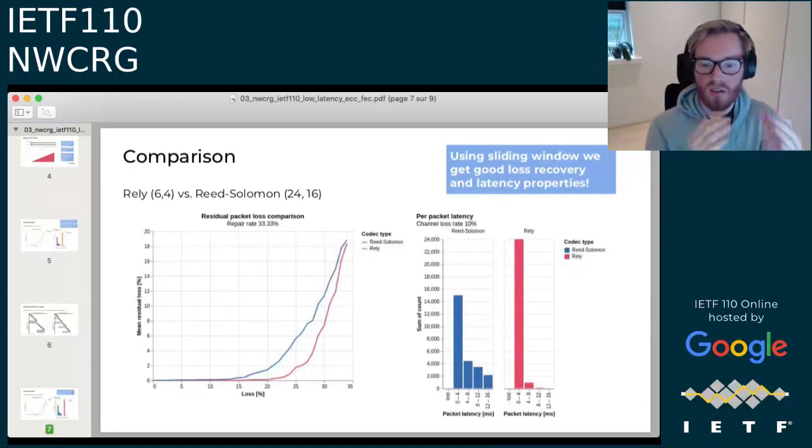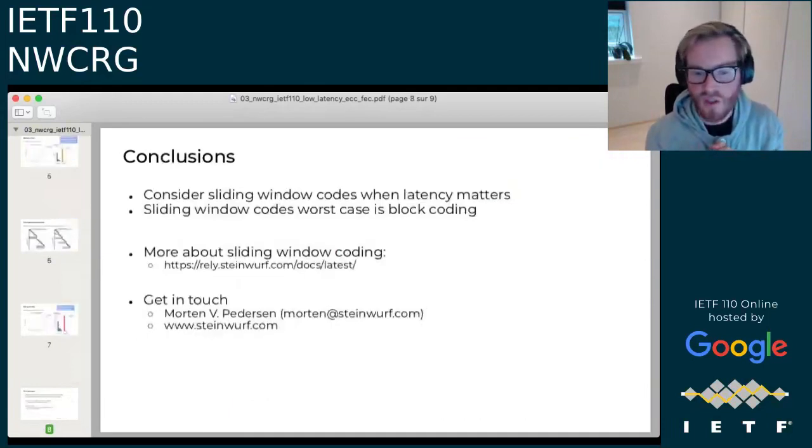So we can basically get the best of the two worlds with sliding window codes. And so I think the final slide is just a quick conclusion on our side, right? One of the things that you should really consider is that if you're using FEC, ECC, and you have a system where latency is an important parameter to optimize for, you should really consider sliding window codes over block codes. And really, when you look at the behavior of a sliding window code, you will see that in the worst case, it will just perform as a block code, right?